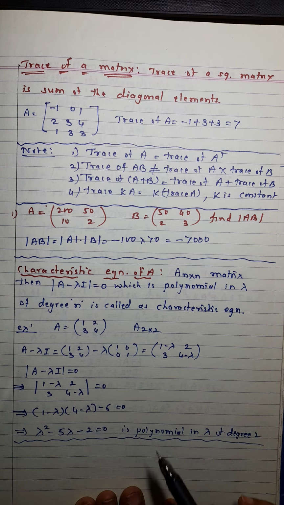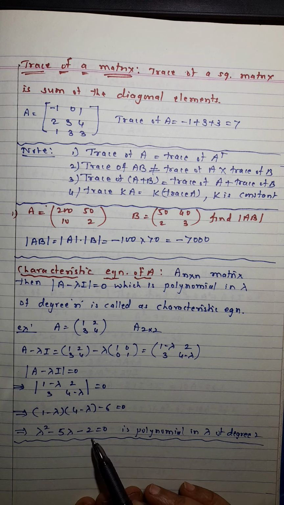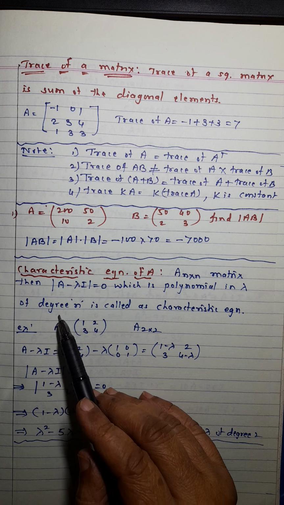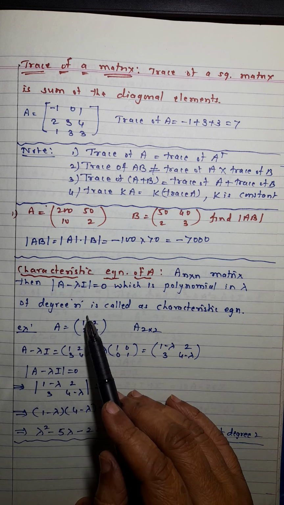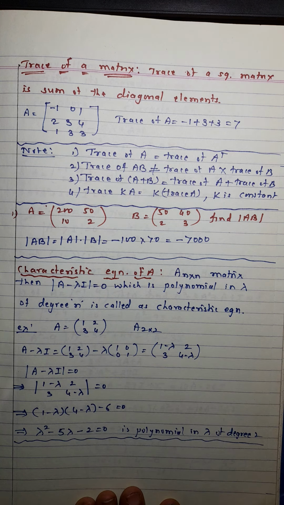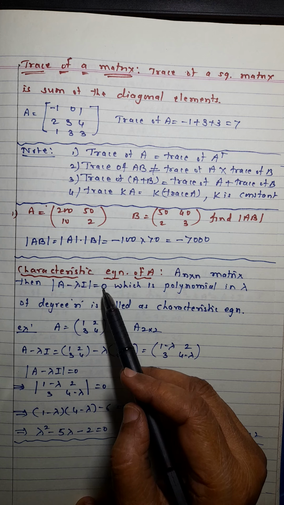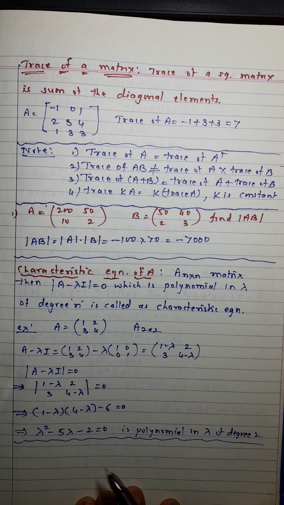If this is 2 by 2, this is a polynomial of degree 2 in lambda. That's why it is given here. If it is n by n, then it is a polynomial in lambda of degree n. This is called a characteristic equation. So the characteristic equation is, you see here, determinant of A minus lambda I is equal to 0. You substitute the values, and what you get is called the characteristic equation.